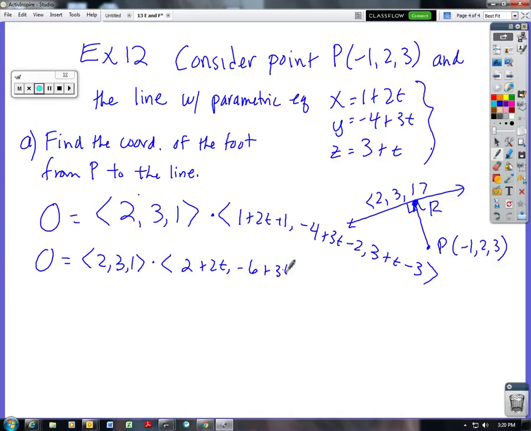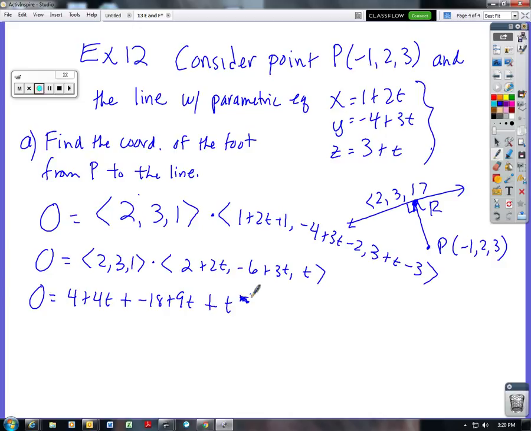-6 plus 3t. Oh, and just t, that makes it a little easier. Now we can do the dot product. 2 times that first one's going to be 4 plus 4t, plus 3 times the next one will be -18 plus 9t, plus 1 times the last one is just t. I don't need the vector thingy anymore, ignore that.